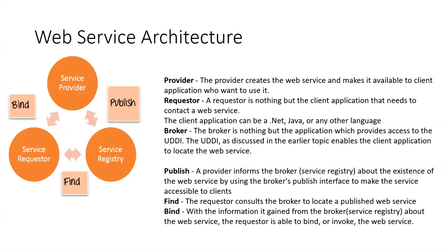Next is the web service architecture. In web service, there is a service provider, a service registry, and a service requester. We are the service requester who wants to use some services. So we send a request to the service provider. The service provider accepts our request and finds the different web services present in the registry. It fetches that particular service, publishes it and binds it with the service requester. So here the provider creates the web service and makes it available to the client.